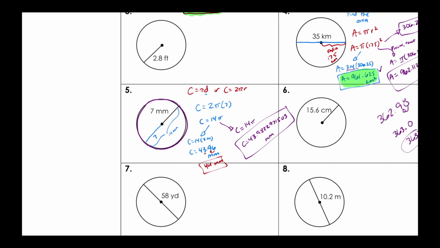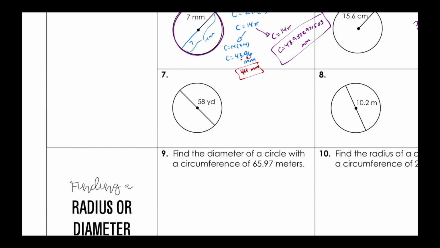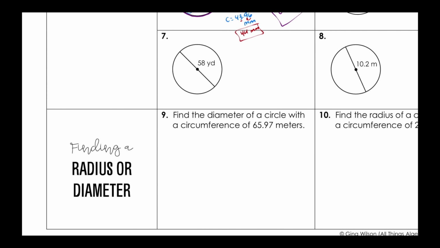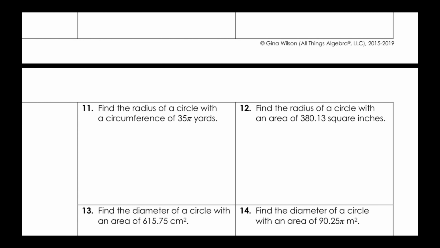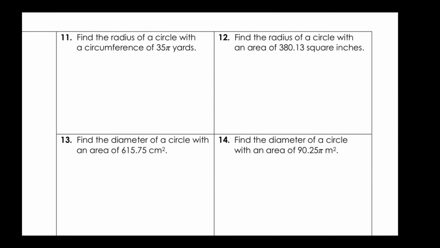Are we good on circumference? Are we good on area? All right, I'm going to let you practice and get some of your homework done and catch up on some of your other stuff. And then tomorrow we're going to talk about what if I want to find the radius or diameter? What if I want to go backwards? What if I give you the circumference, or what if I give you the area? Can you work backwards and get the diameter or radius?